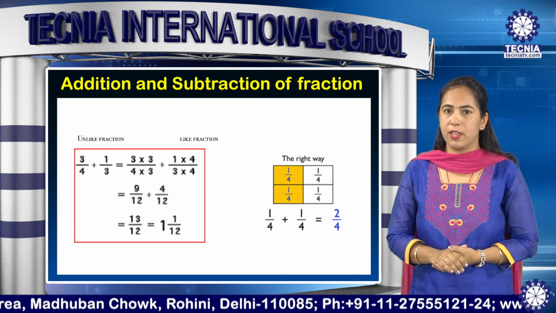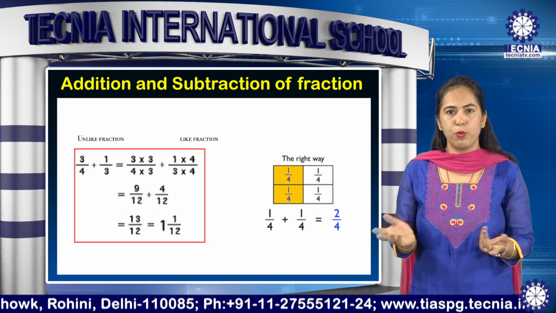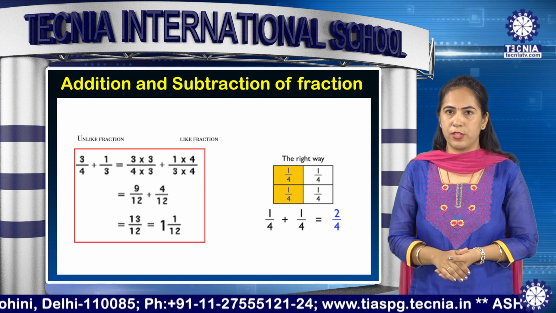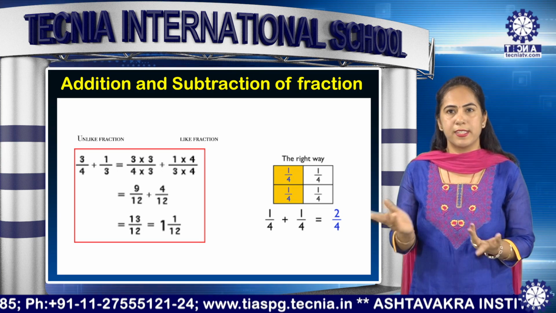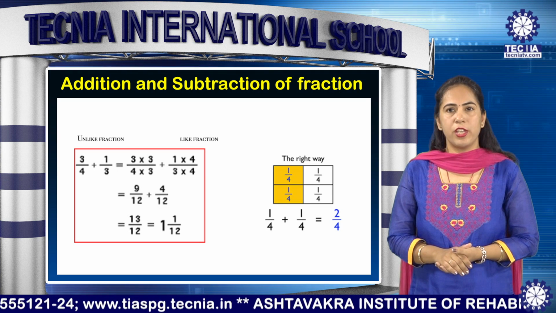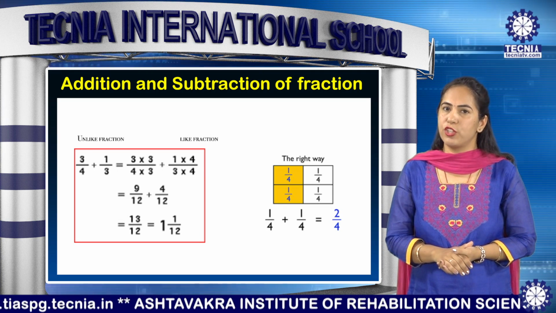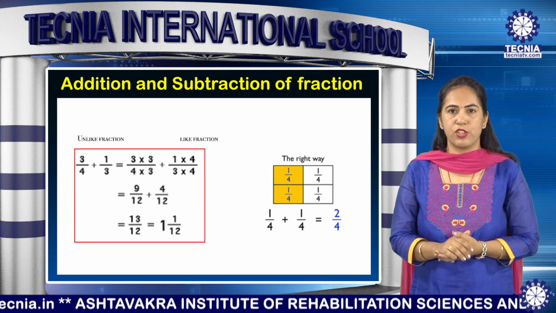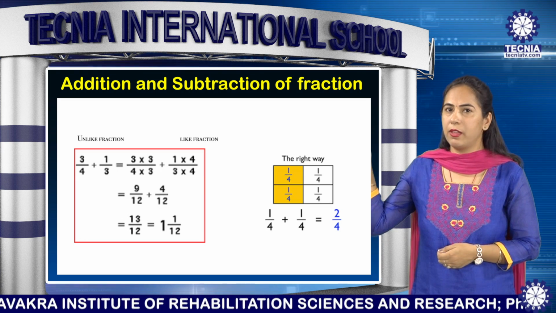Addition of fractions. When we have like fractions like 4 by 8 and 2 by 8, we add the numerators, 4 plus 2, which becomes 6, so the fraction becomes 6 by 8. Addition of unlike fractions. We change unlike fractions into like fractions using the LCM of the denominators. Add the fractions and change to a mixed fraction. As you can see in the example here.